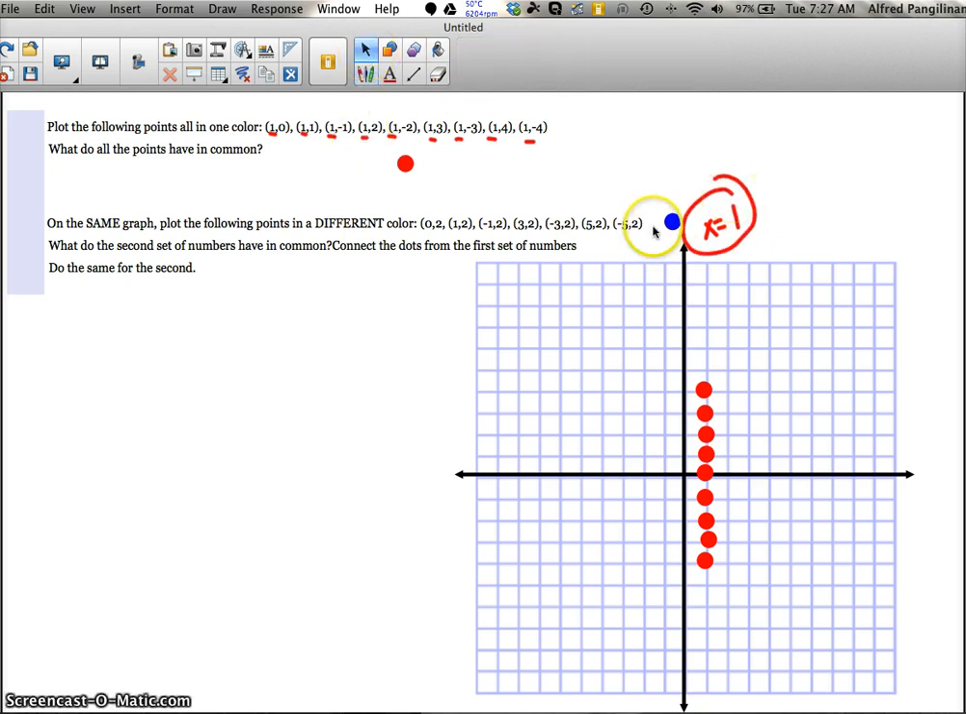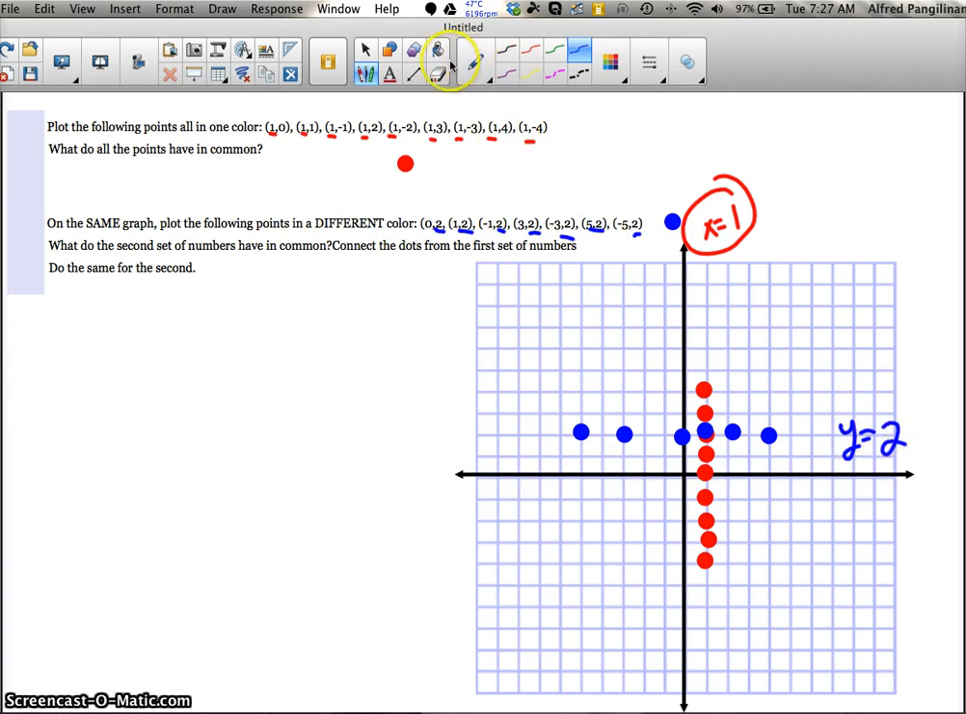Now we'll repeat the same process for the second set. 0 comma 2, 1 comma 2, negative 1 comma 2, 3 comma 2, negative 3 comma 2, 5 comma 2, and negative 5 comma 2. Now again, they all have in common the same thing, except this time it's going to be a y value of 2. All those have y's of 2. So they all have in common y equals 2.